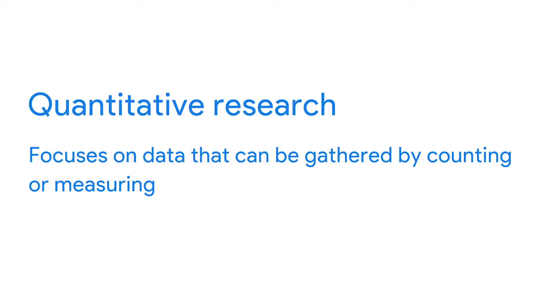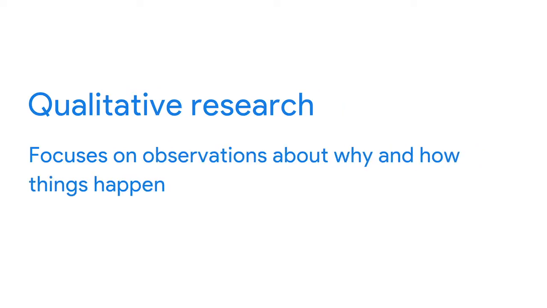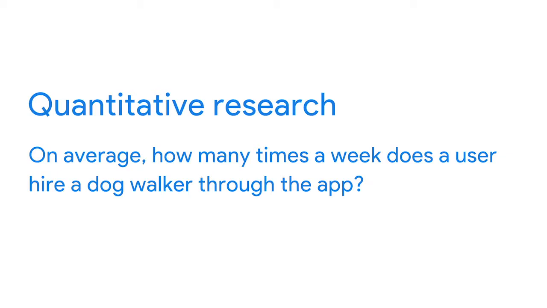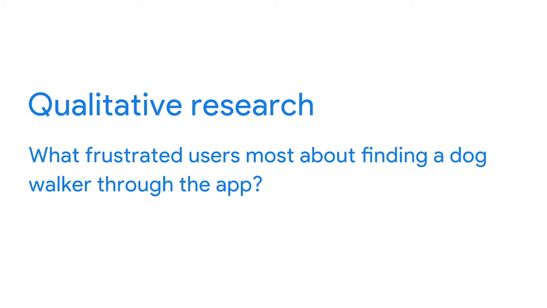You might remember that we talked about quantitative and qualitative research in an earlier video. Quantitative research focuses on data that can be gathered by counting or measuring. Think numbers. Qualitative research focuses on observations about why and how things happen. Think written descriptions. Let's revisit the example from our dog walking app. The first research question, on average, how many times a week does a user hire a dog walker through the app? Will give you quantitative numerical data. The second research question, what frustrated users most about finding a dog walker through the app? Will give you qualitative information.